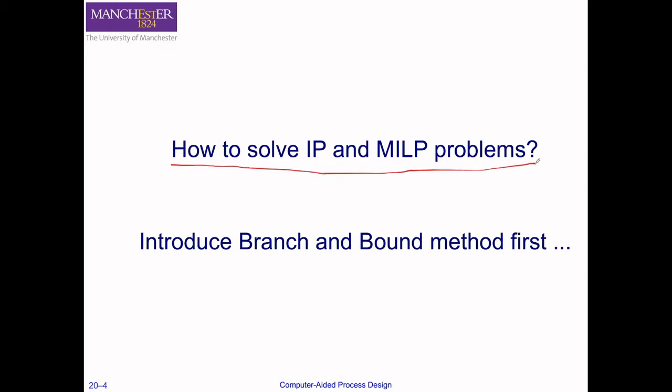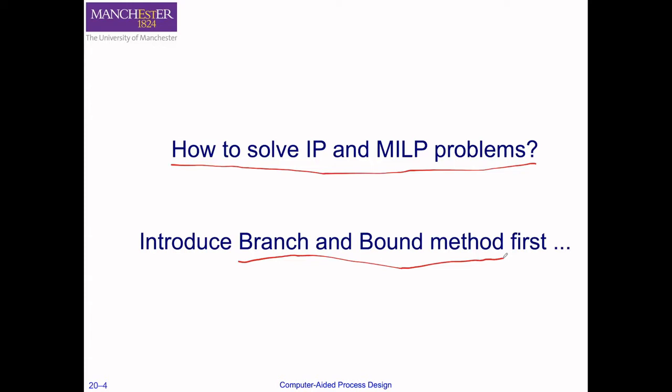Can we use the Lagrange multiplier method? We cannot, right? This is because in these problems, we have integer variables which are not continuous. That means the derivatives at these integer variables do not exist. So we cannot solve the KKT conditions to obtain the optimum. The commonly used method is the branch and bound method.